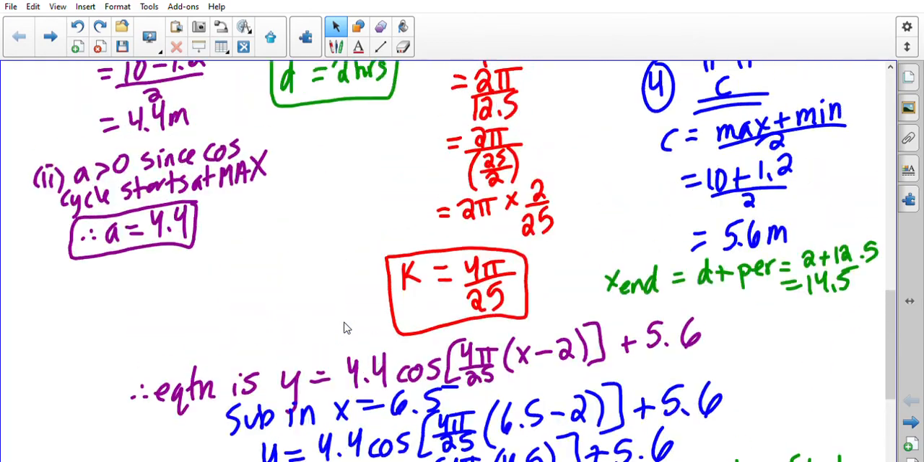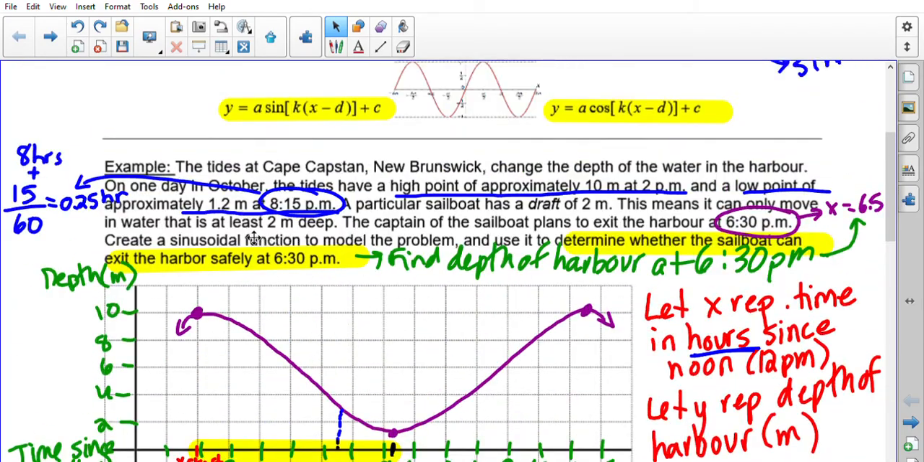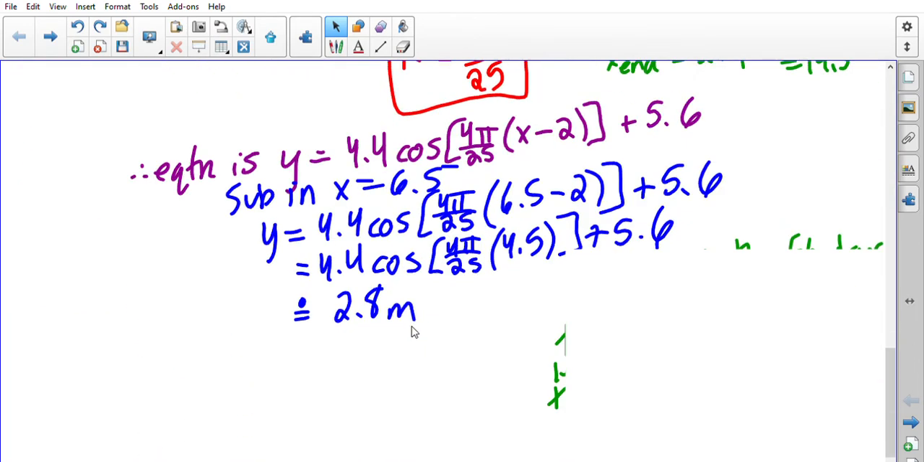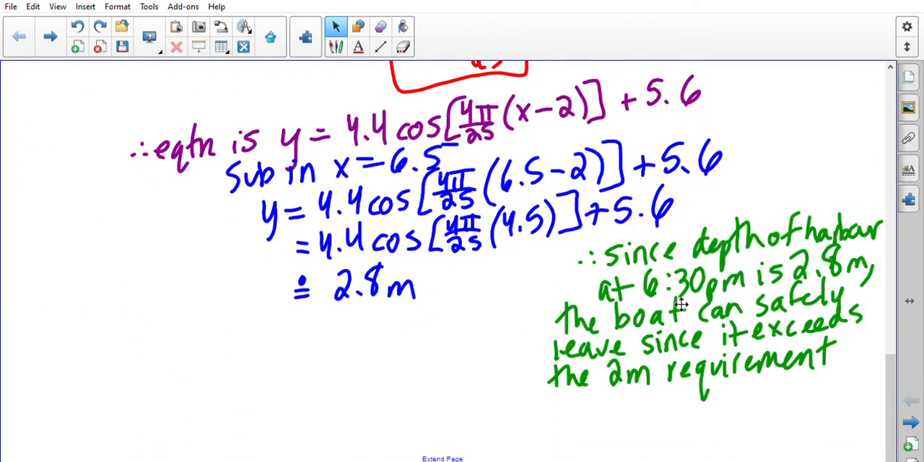So 2.8 meters. It says this means it can only move in water that is at least 2 meters deep. So this meets that requirement, right? Since the depth of the harbor at 6:30 p.m. is 2.8 meters, the boat can safely leave since it exceeds the 2-meter requirement.